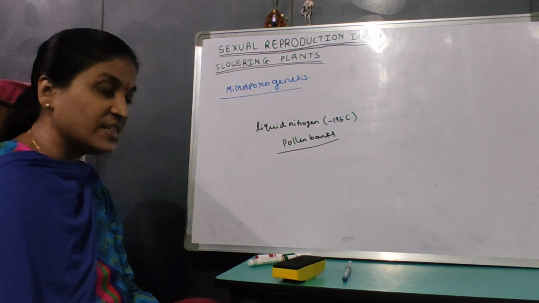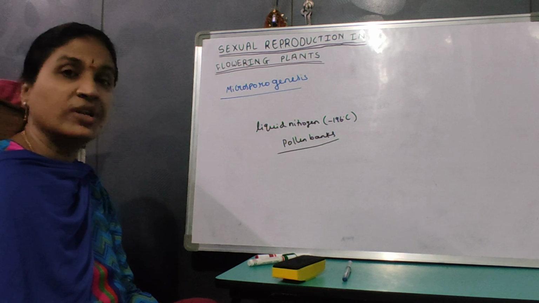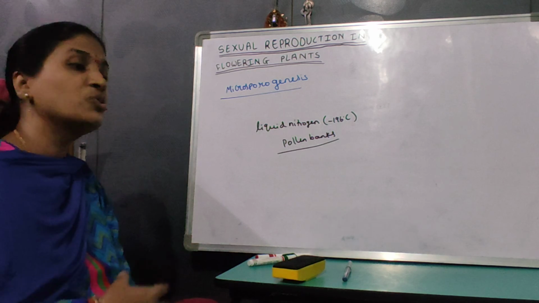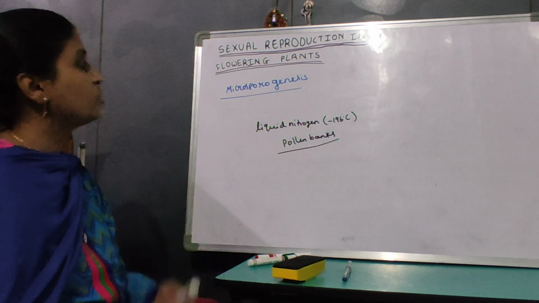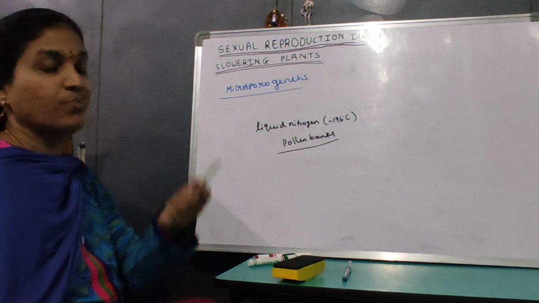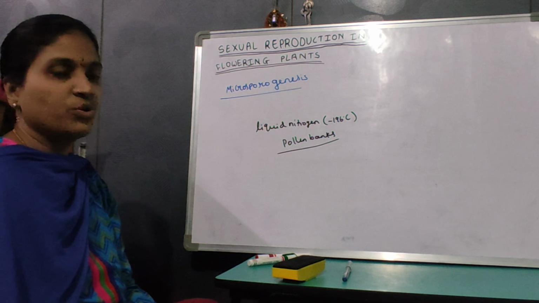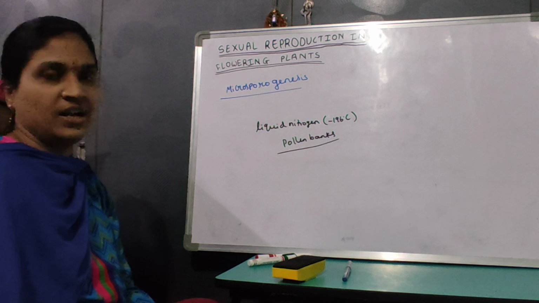Then in Rosaceae, Leguminosae, and Solanaceae members, the pollen grains are viable for months together. So if you want to store them for more and more years, you can store them in liquid nitrogen at -196 degrees centigrade as pollen banks. Then they can take part in fertilization.